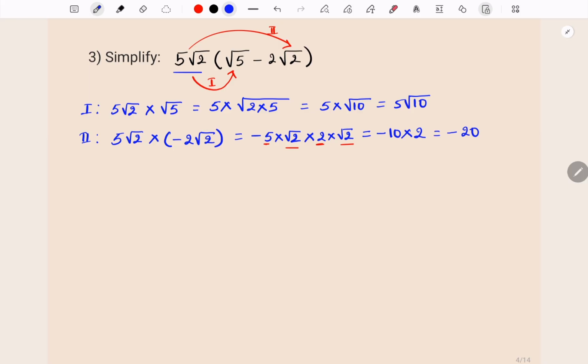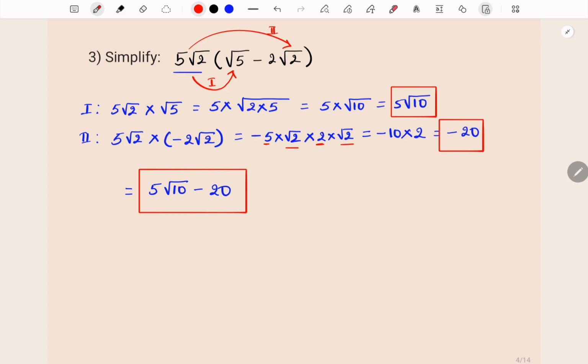Now let's go back to the original question. We have the result of the first multiplication. The result of the first multiplication is 5 root 10. So let me write 5 root 10. And now I will write the result of the second multiplication. The result of the second multiplication is negative 20. So 5 root 10 minus 20 would be the final answer.